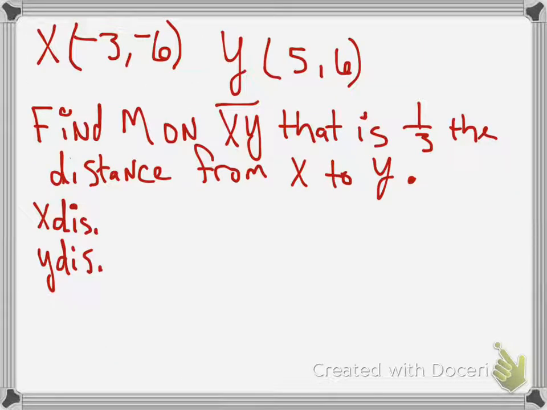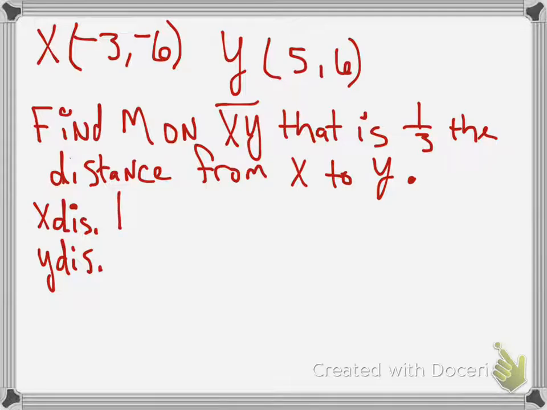Okay, so here is the question. X is a point at -3, -6. Y is a point at 5, 6. I want to find a point M on line segment XY that is 1/3 the distance from X to Y. Notice how I'm organizing this. I think if you do this, it helps with the organization and will help you understand this a little better.